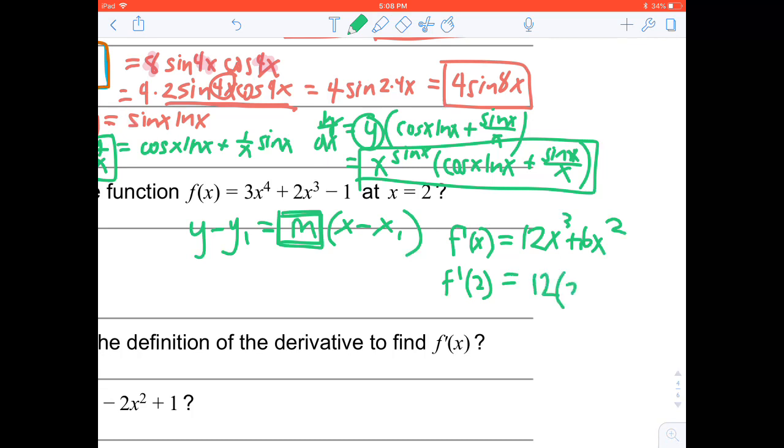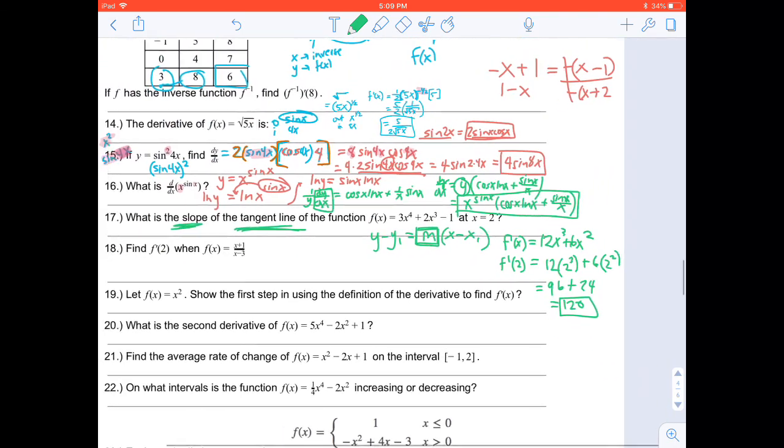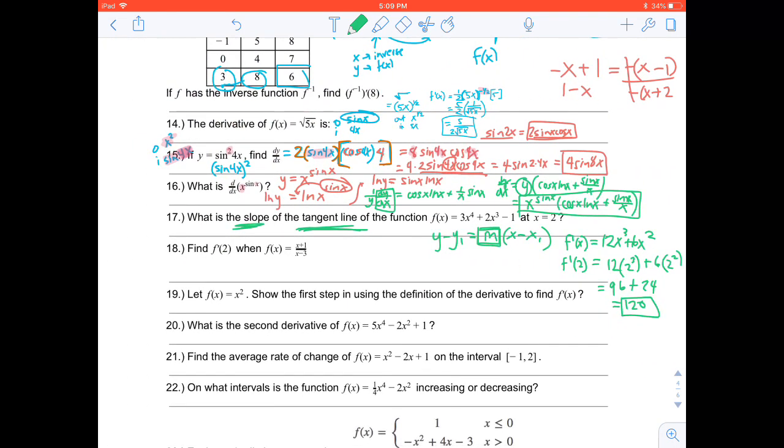So I'm going to get 12 times 2 cubed plus 6 times 2 squared. 2 cubed is 8. 8 times 12 is going to be 96, plus 6 times 4 is 24, and 24 plus 96 equals 120. So that is our slope. That's all we need for number 17.